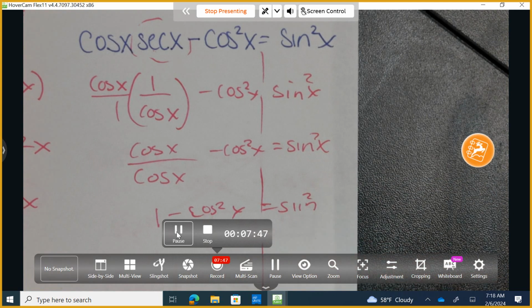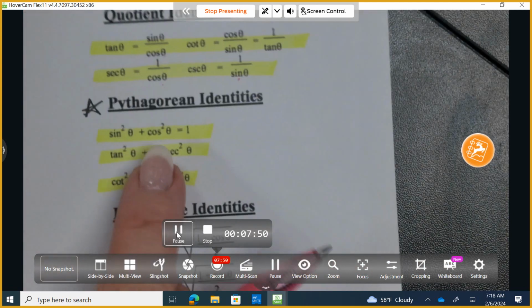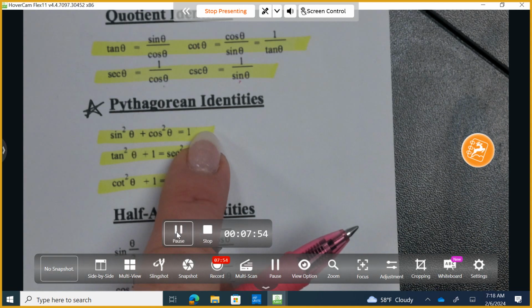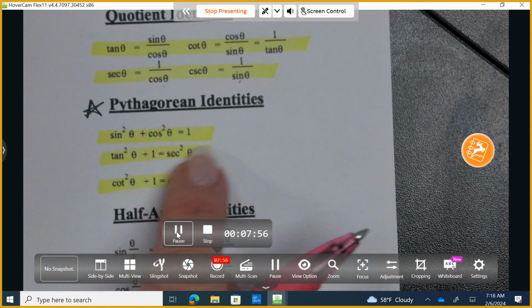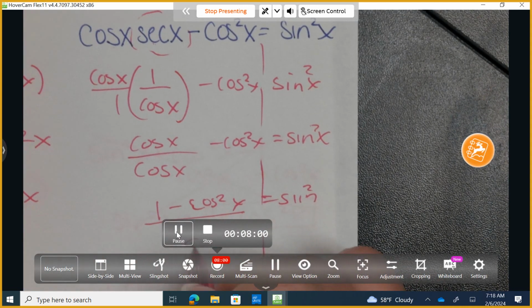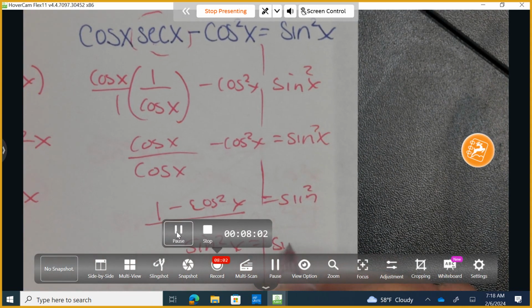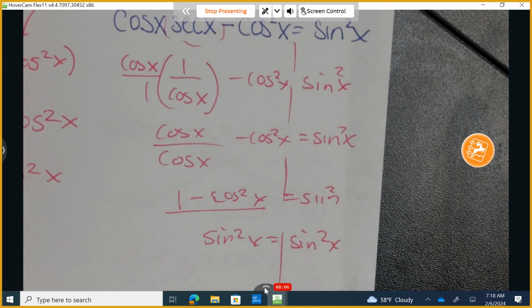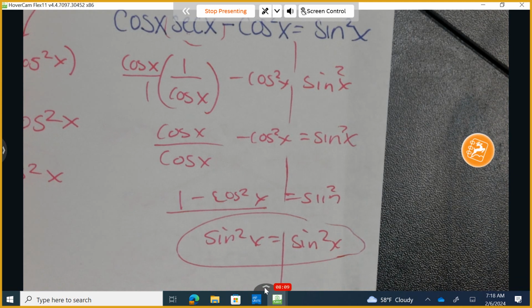And what is 1 minus cosine squared x? Well, we can already see it. When I take this cosine squared and move it to the opposite side, 1 minus cosine squared x is equal to sine squared. This is equivalent to sine squared. And now I have sine squared equals sine squared. The left side is equal to the right side.